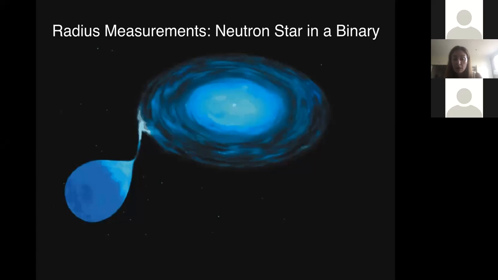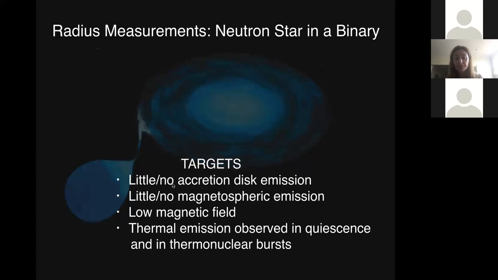But luckily, there are some sources where there is little to no accretion disk emission. So this is a neutron star in a low mass X-ray binary. The neutron star has a low mass companion. It is accreting through a disk, but what you want is that accretion disk emission to not get in your way when you're looking for the emission from the surface of the star. Little to no magnetospheric emission. You want low magnetic field so that there isn't the surface anisotropy in the emission. You see the entire thing uniformly emitting.